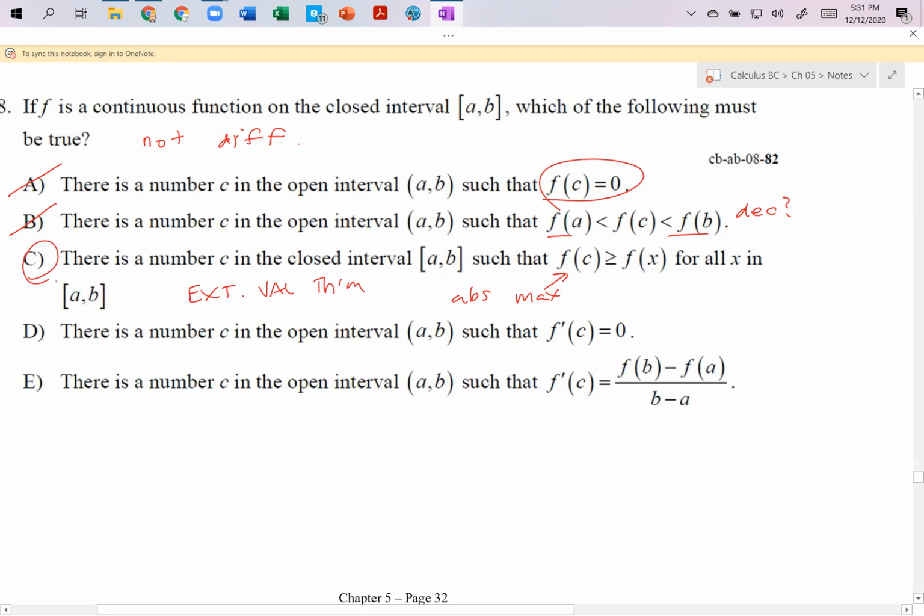There's a number c in the open interval such that f prime of c is equal to 0. Are we guaranteed a horizontal tangent for every continuous function on a closed interval? I don't think so. And last one, there's a number c in the open interval a to b such that f prime of c is equal to the average change. And I think that's the mean value theorem, but I also think that the mean value theorem says that you have to be differentiable on open a to b, and I don't have that given, so that's not true. So I'm going to go with C on that one.